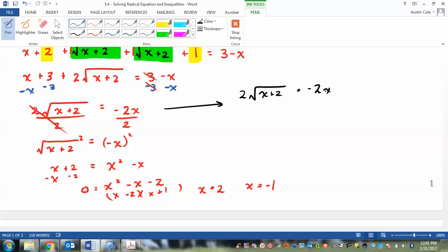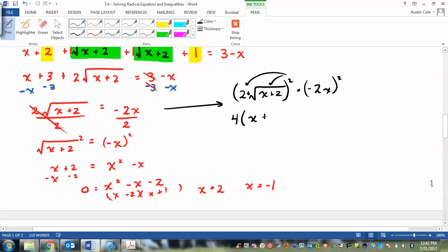Another way would be to square it right away. So when I square both sides, do I have to FOIL this? The answer is no, because I'm not adding or subtracting there. It's multiply. So when it's multiply, that means I can square both of those things. So 2 squared is 4. The square root of anything squared is just going to be left with x plus 2.